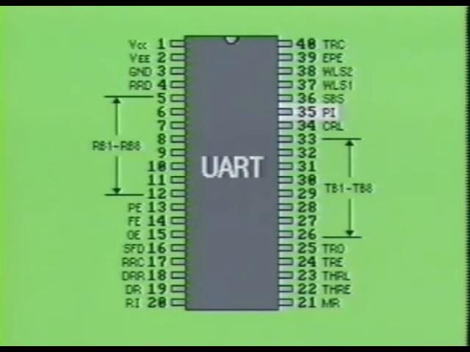Pin 35 is labeled PI. It is the parity inhibit pin. A high on this pin will disable the parity generation and verification function of the IC and force pin 13 to a logic low condition.